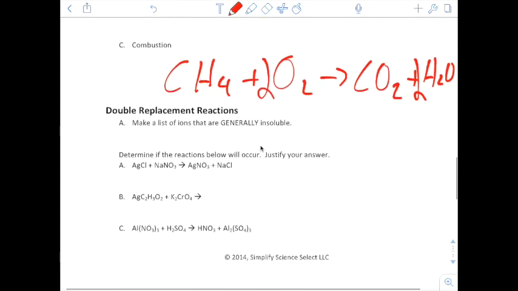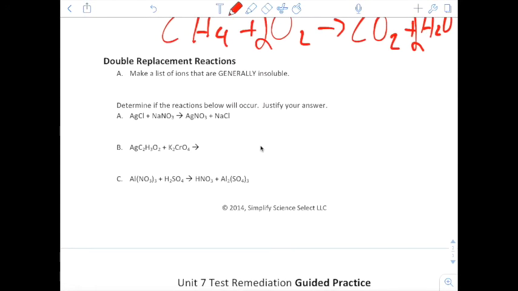Moving on to double replacement reactions. It says make a list of ions that are generally insoluble. Now you can use your star chart for this if your teacher allows you to use your star chart and you have the solubility rules. Remember, things that are insoluble won't dissolve. Generally we're talking about some carbonates, some phosphates, chromates, dichromates, and hydroxides. Those can be insoluble compounds. That'll be our list.